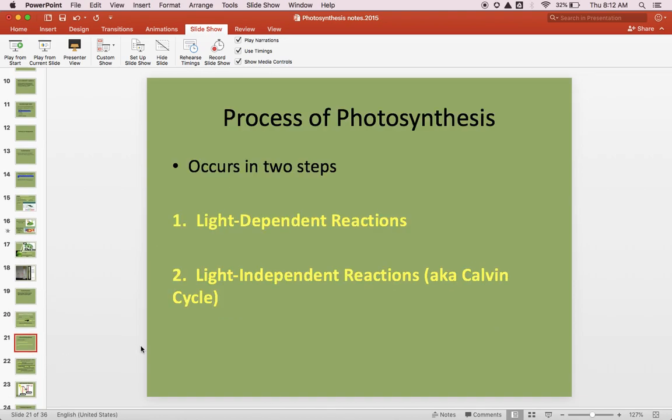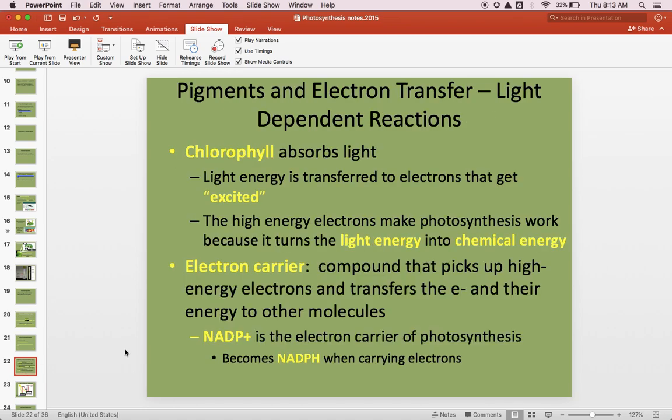You've also found out so far when you guys did the book work that there are two different reactions that occur in the chloroplast during photosynthesis. The two reactions are the light-dependent reactions, which happens first when the plant absorbs the light, and then the second reaction is the light-independent reactions, also known as the Calvin cycle. And the light-independent reactions happen in the stroma when CO2 is turned into glucose.